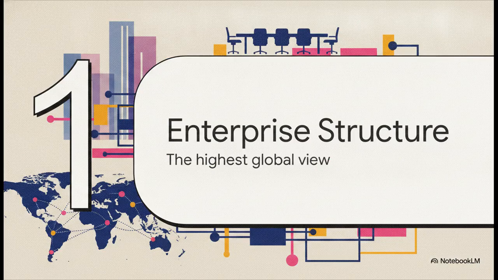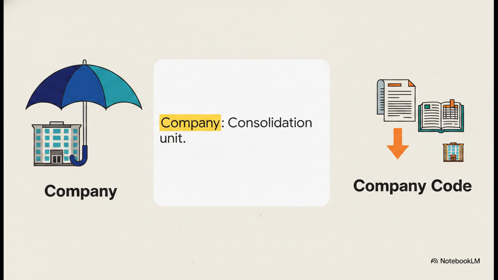Section 1, Enterprise Structure Basics. Let's start right at the top of the global boardroom. It's kind of fascinating to see the distinction between two terms that sound basically identical to an outsider, but are completely different beasts in SAP, the company and the company code. A company is the absolute highest organizational unit. It's a massive umbrella used purely for consolidation purposes.